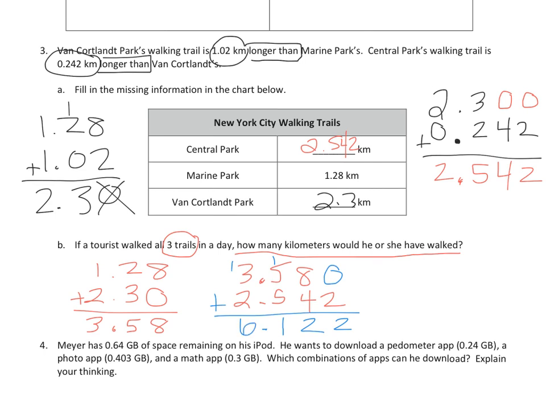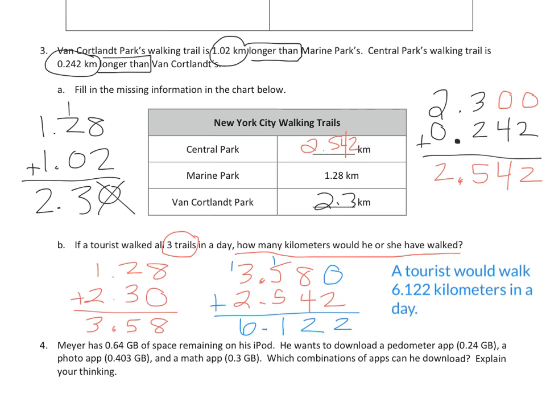So here's our answer. But we're not done because we're asked a question. That means our answer must be written as a sentence. So please try to squeeze in wherever space you guys have a complete sentence answering the question. A sentence we could write is: a tourist would walk 6 and 122 thousandths kilometers in a day.